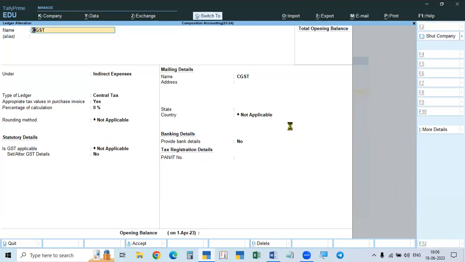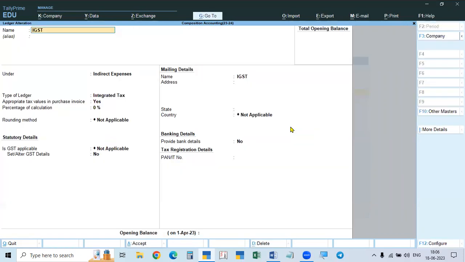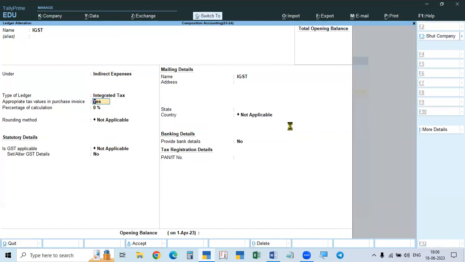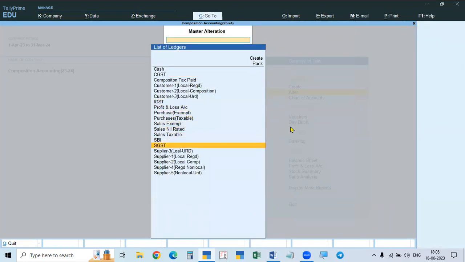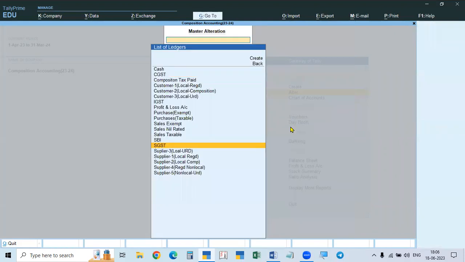So like this, CGST. Same in the case of IGST also: indirect expenses, integrated tax, yes, that's all. And then SGST also: indirect expenses, state tax, and then yes, and accept. Okay, like the taxes.